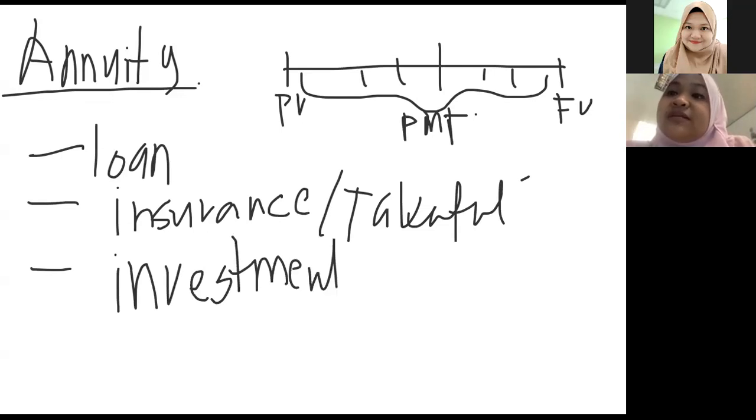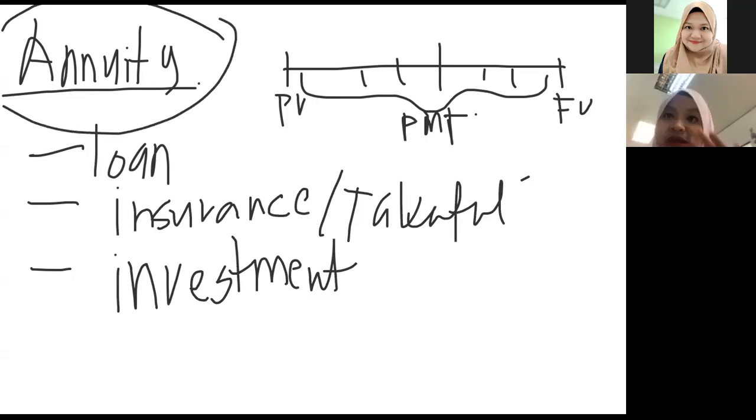Investment, you can do investment in a lump sum amount. Investment also can be done in a series of payments. If you don't have much money, for example, the investment requires a minimum of 20,000 but you don't have that 20,000 to invest, you can do the investment monthly. You can put in 1,000 every month. That 1,000 every month, we call it a series of payment. So in time value of money, we consider it as annuity.